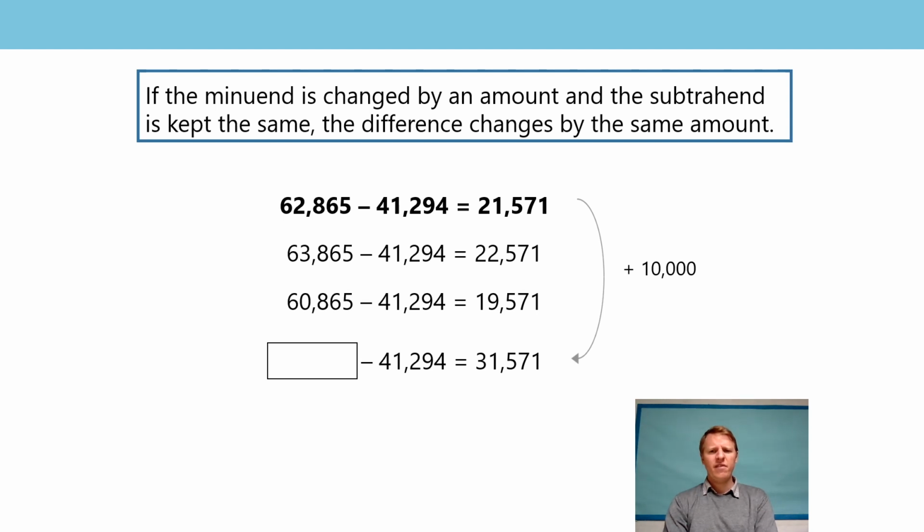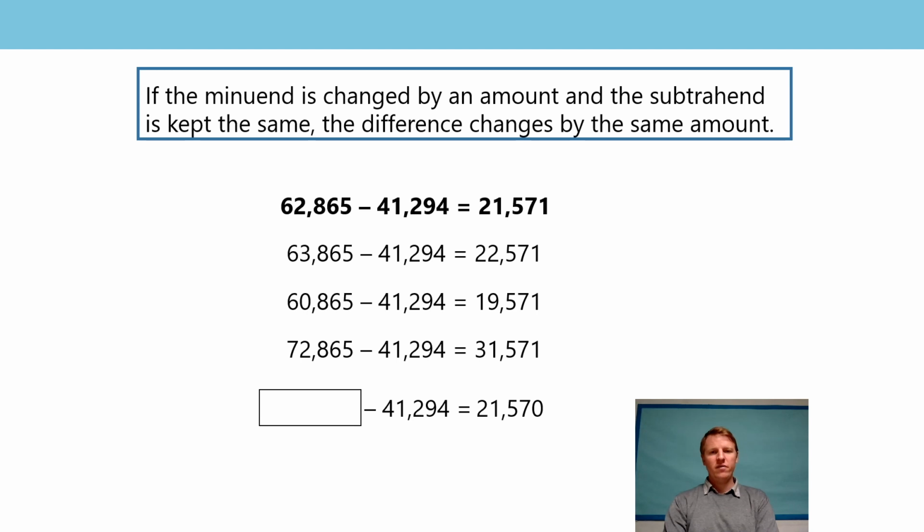So how's that going to affect our subtrahend? It's not, is it? We can see that's the same. What about our minuend? The minuend is going to change as well. It's going to change by the same amount. That's from our generalization. So what is 62,865? Add 10,000. The digit in the 10,000 column is 6. That's going to increase by 1. So it's going to be 72,865.